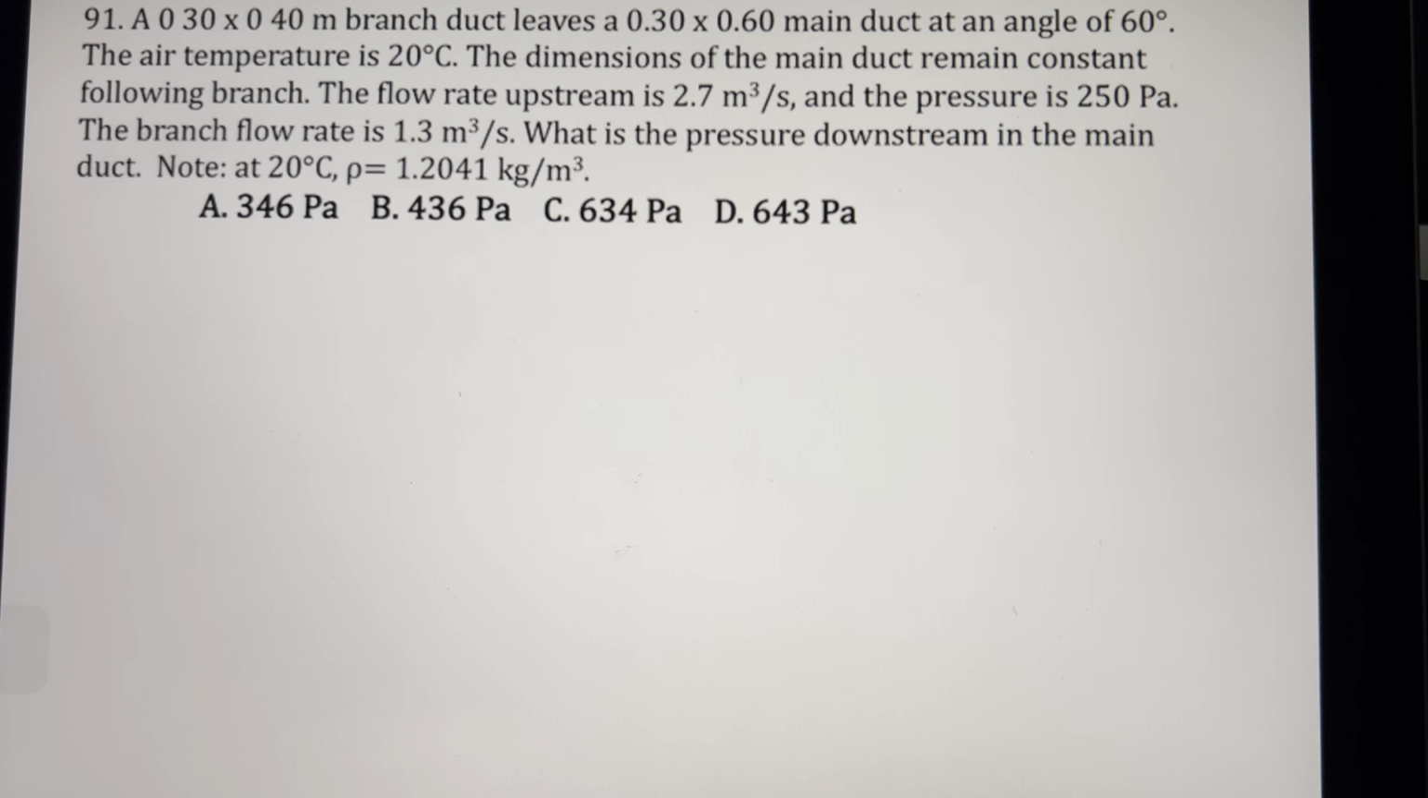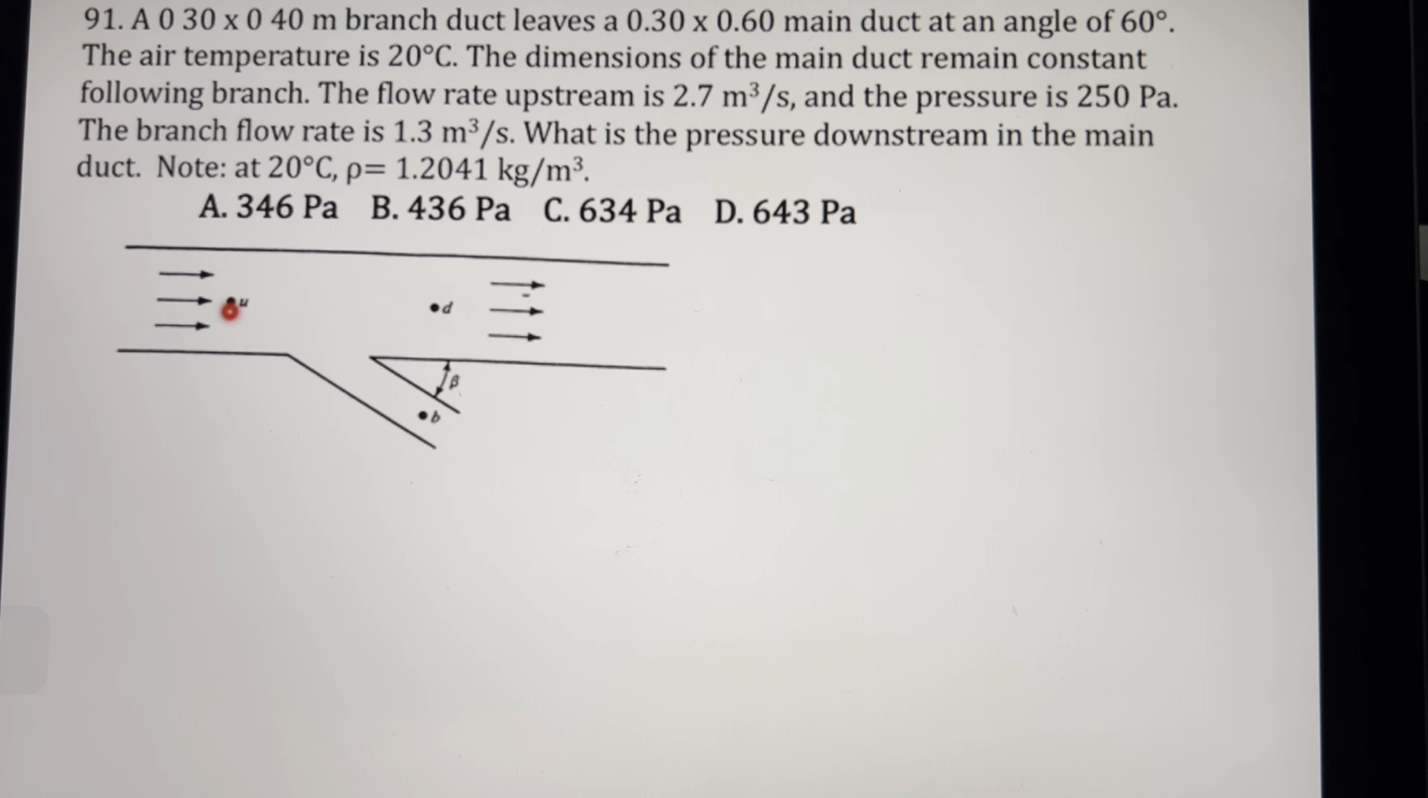What is the pressure downstream in the main duct? Note, at 20 degrees Celsius, the density is 1.2041 kilograms per cubic meter. Okay, let's visualize our main duct with a branch duct.